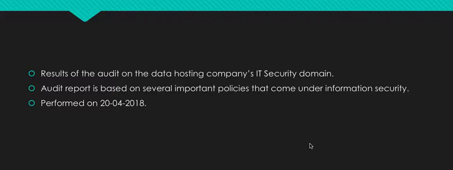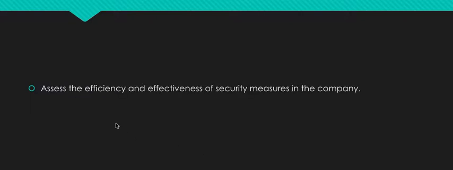So in part two, we're basically supposed to audit another group. In part two of the report, if you want more details, we have the results of the audit on the data hosting company's IT security domain. The audit report is based on several important policies that come under information security, and it was performed on April 20th, 2018 by the same group members: myself, Syed, Darin, Mizan, and Jay. Again, the objective was to assess the efficiency and effectiveness of security measures in the company.